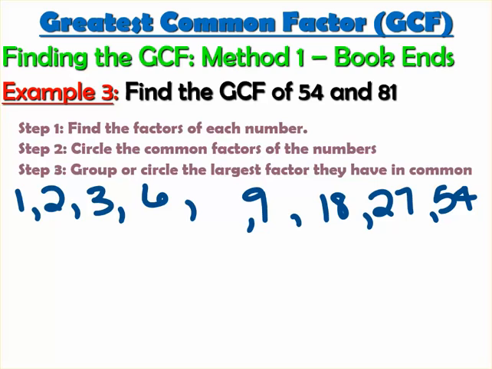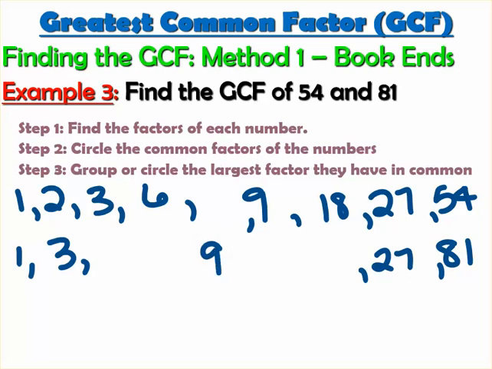Now let's do 81. 1 and 81. 2 will not work because it's not even. 3 works. 81 divided by 3 is 27. 4 will not work because it's not even. 5 does not work. 6, nope. 7, try 7. No even numbers will work, so 8 won't work. 9 does work. 9 times 9 is 81. So there's actually fewer factors of 81.